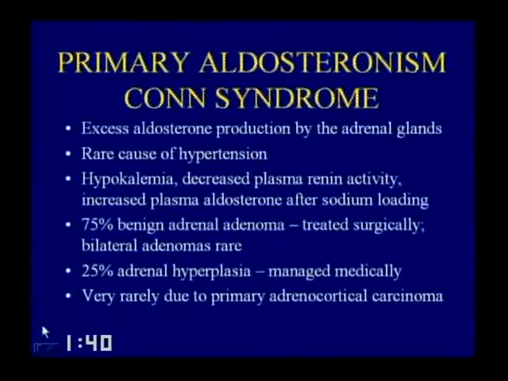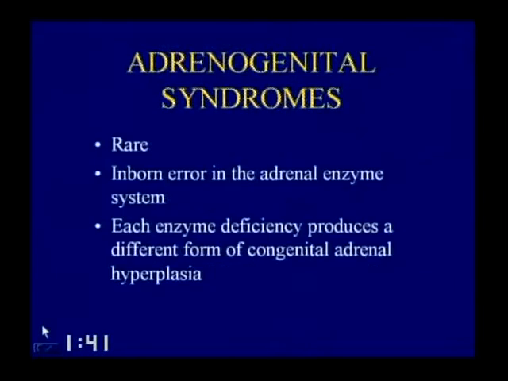Conn syndrome, or primary aldosteronism, is a rare cause of hypertension. You will also see hypokalemia, decreased plasma renin activity, and increased plasma aldosterone after sodium loading. The vast majority of these are due to benign adrenal adenomas and are treated surgically. If they're due to hyperplasia, they're managed medically, and very rarely they're due to carcinoma, with imaging findings as we've just described. The adrenal genital syndromes are incredibly rare.